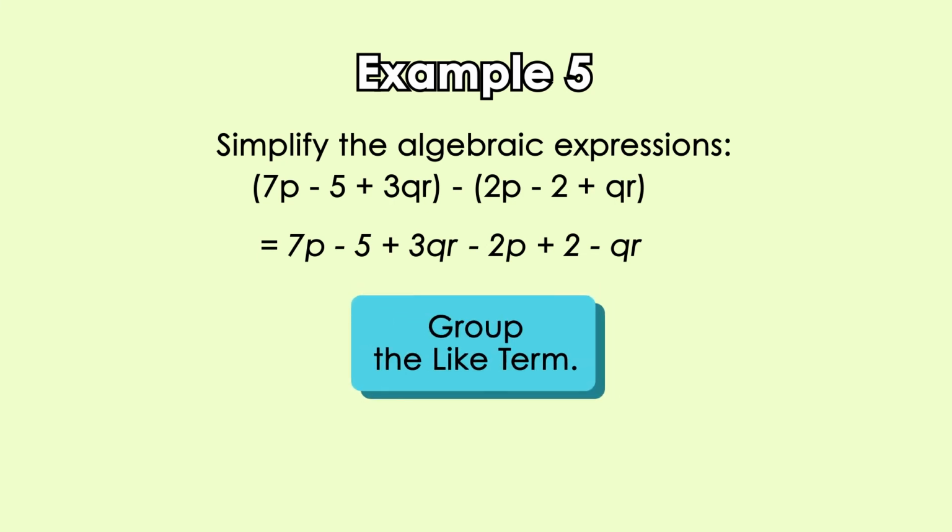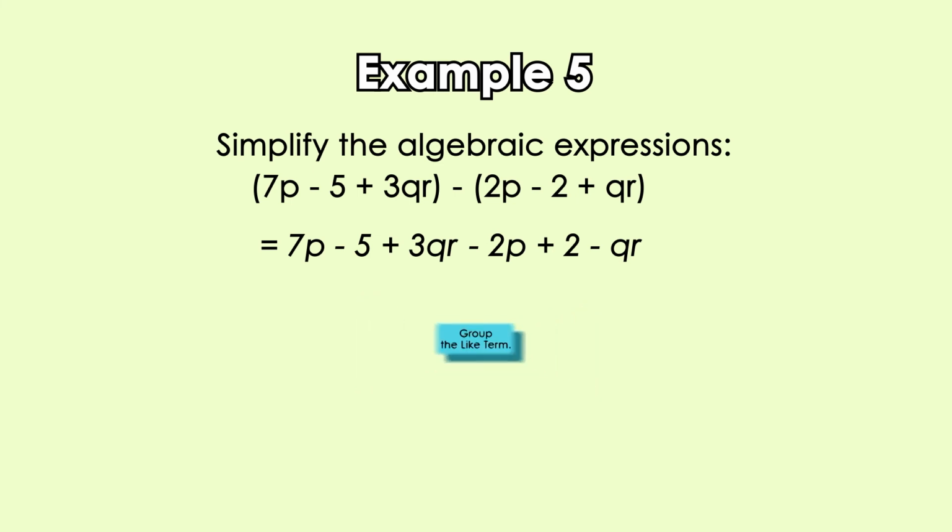Let's group the like terms. Which term does 7p partner with? Good. 7p partners with 2p. So, we will group 7p minus 2p. How about 3qr? Very good. 3qr with qr. So, we have 3qr minus qr. And lastly, the constant 5 and 2.